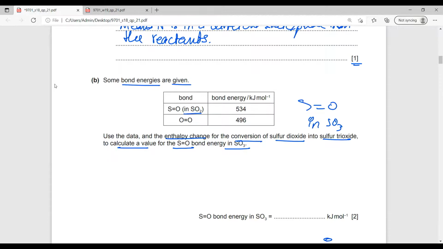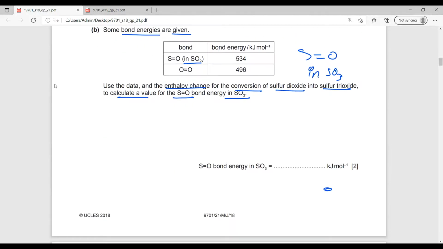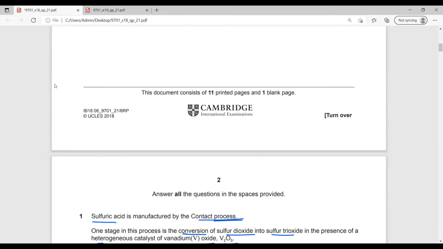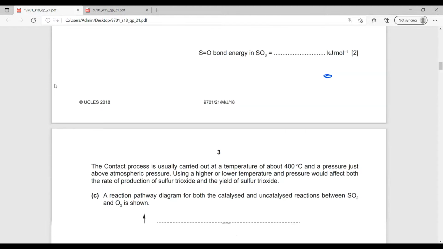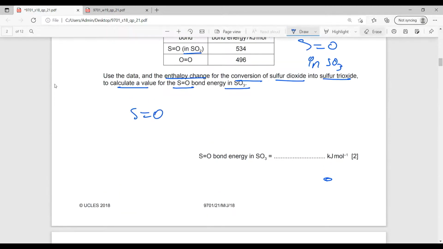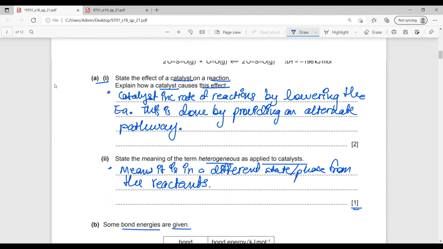It's already given for SO2, so this question is a bit confusing because sometimes the candidates don't read the question or they're in a hurry to read the question. So in this case, they'll also consider the S double bond O value in SO2 to be unknown and involve that as X in their calculations. That was a careless error that was made in this year for this question.